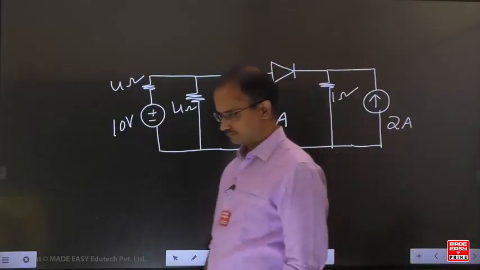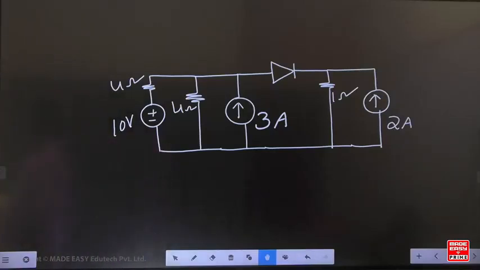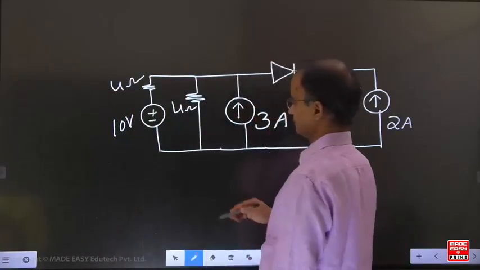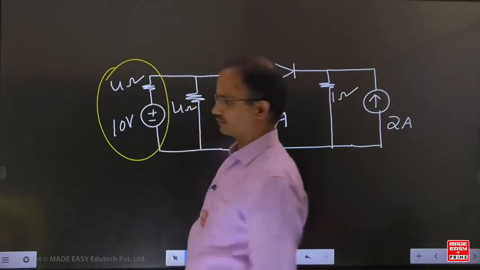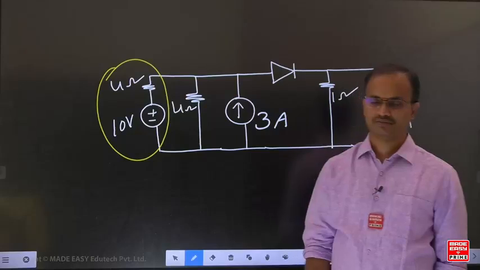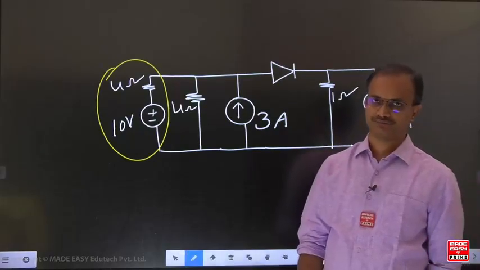Find the current in the ideal diode of the network shown. For this example, can you transform this voltage source into an equivalent current source? Here also you can go for so many methods, but I am solving with the help of source transformation.